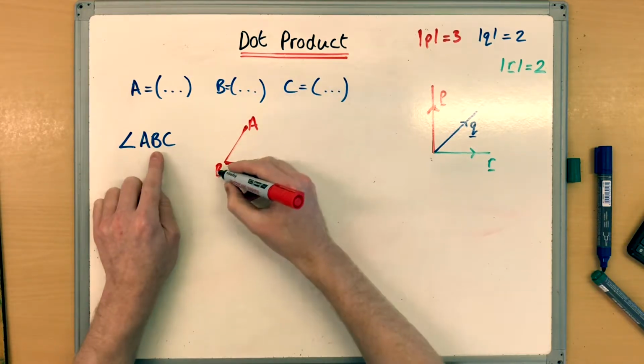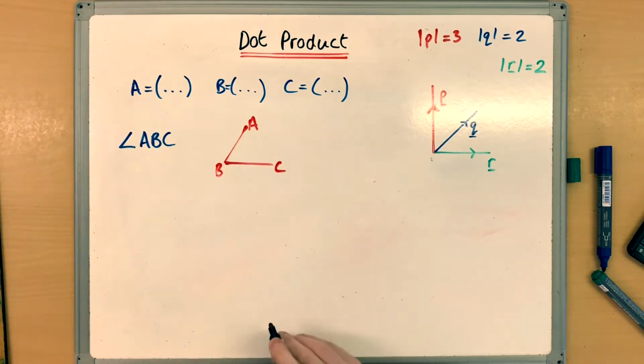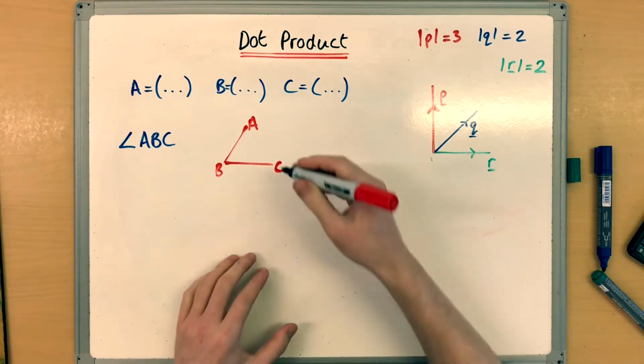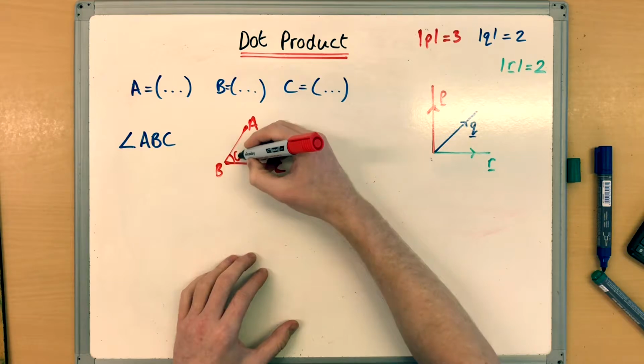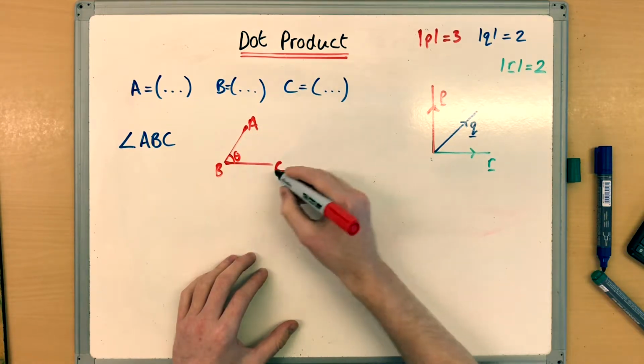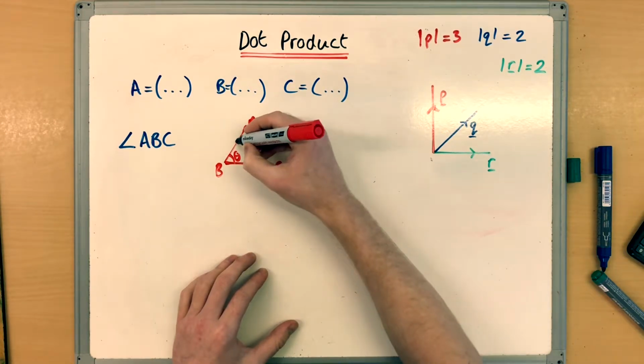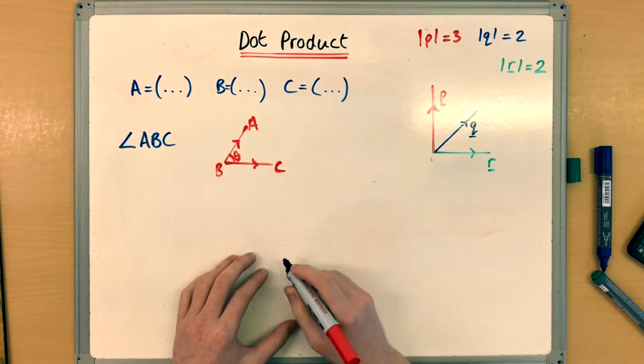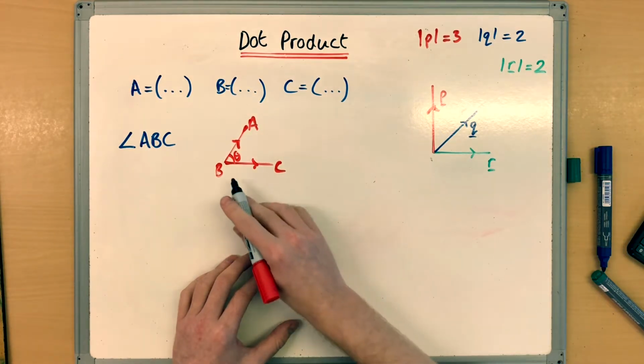And let's put A, B, C. Now the most important thing to note here is that to find the angle between them, I need two vectors that come out from the angle. So I need the vector BC and I need the vector BA, both coming out from B.